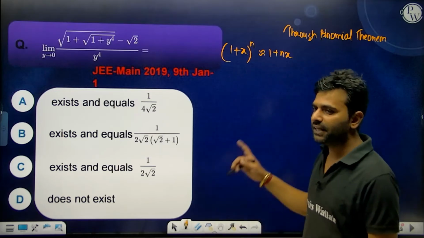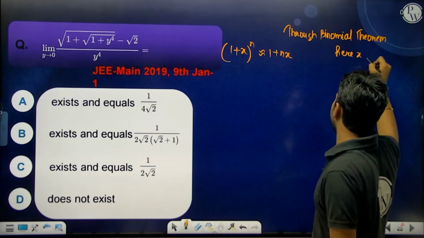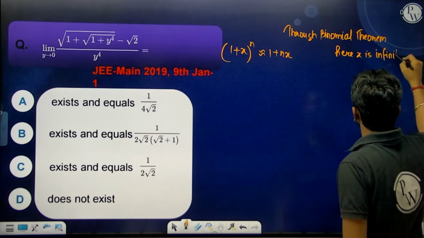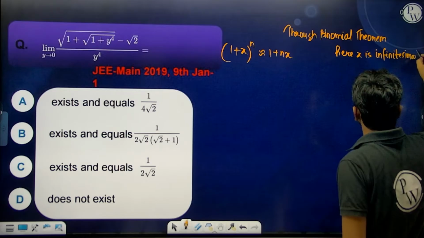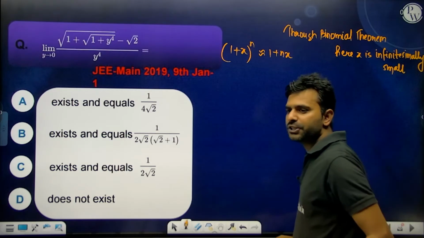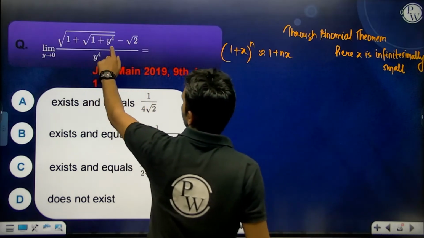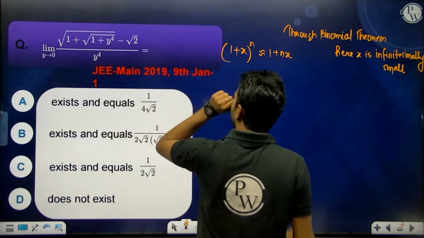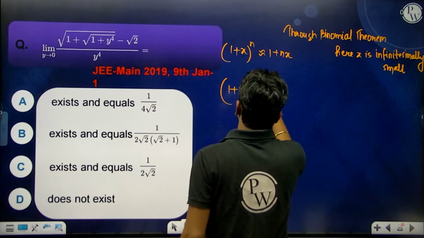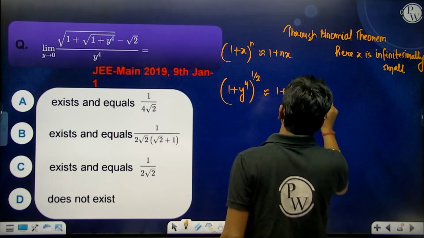Very same thing if you apply over here, and if x is infinitesimally small. Infinitesimally small means it is very small, like 0.000000001 like that. Since y is moving towards 0, y to the power 4 is going to be a very small value. So this (1 plus y to the power 4) to the whole power 1 by 2 can be written as 1 plus 1 by 2 times y to the power 4.